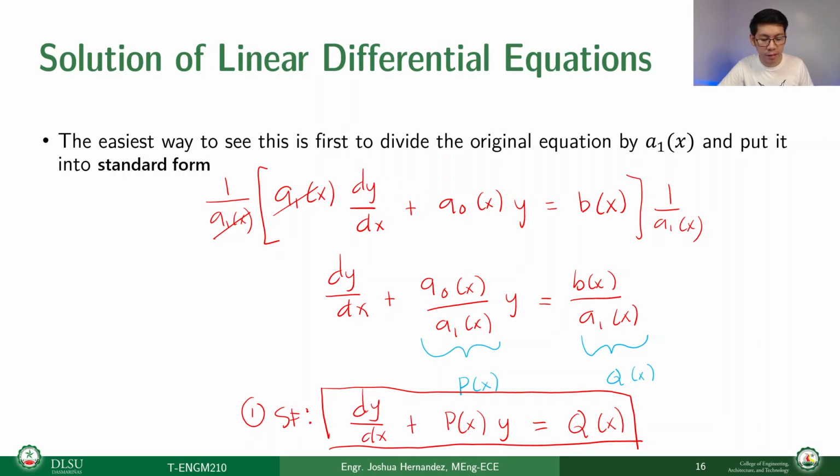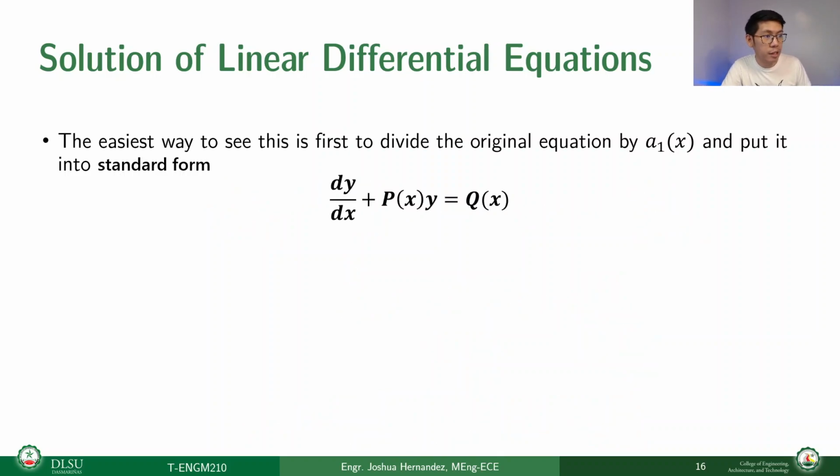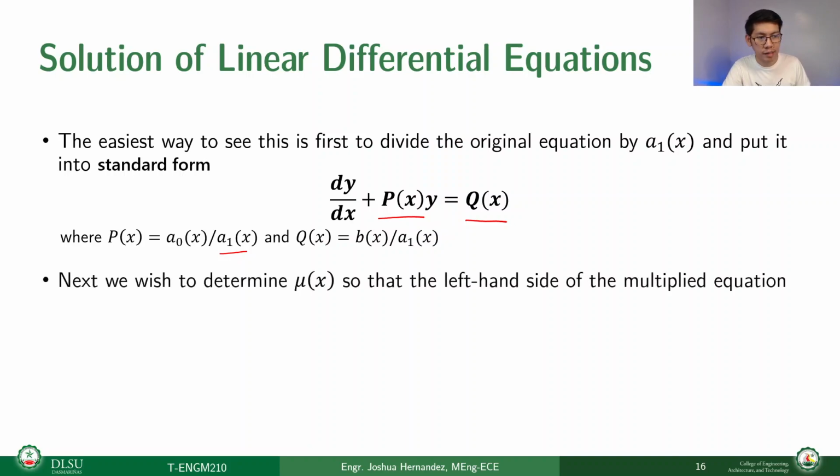So, this is it. dy over dx, we have p of x and we have q of x, where, as derived and showed earlier, p of x is equal to a naught of x over a sub 1 of x, and q of x equals b of x over a sub 1 of x. Now, next, we wish to determine mu of x. What is our mu of x? It is our integrating factor.